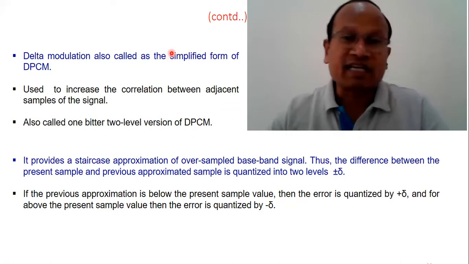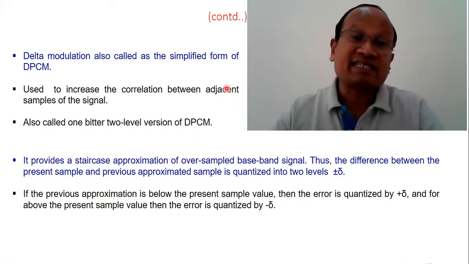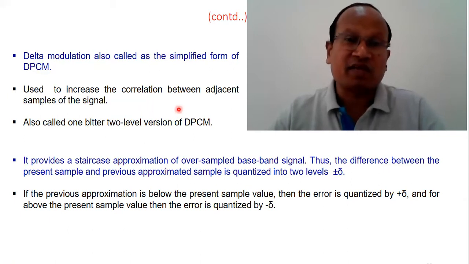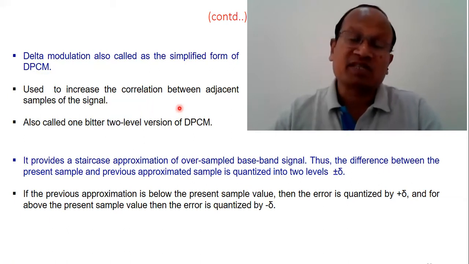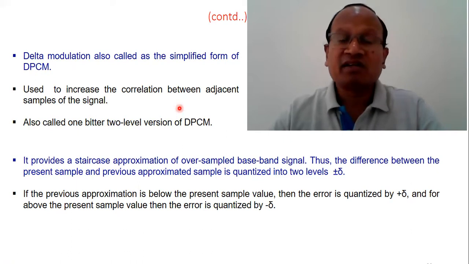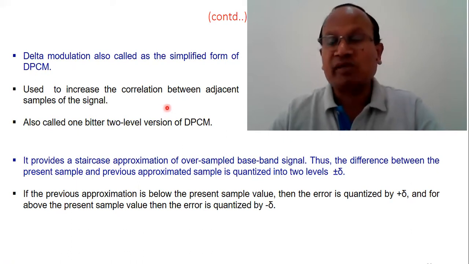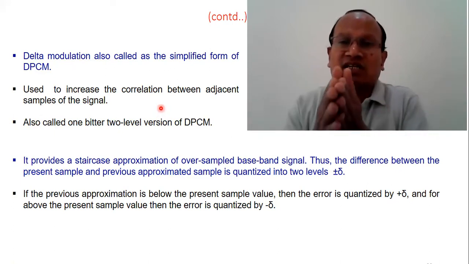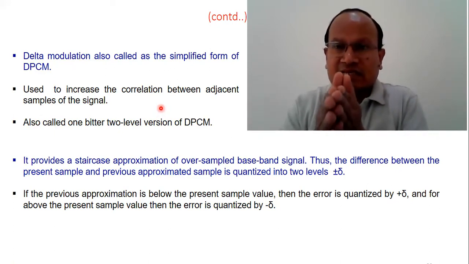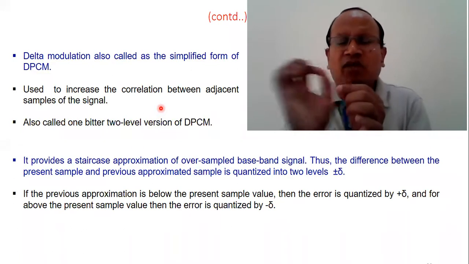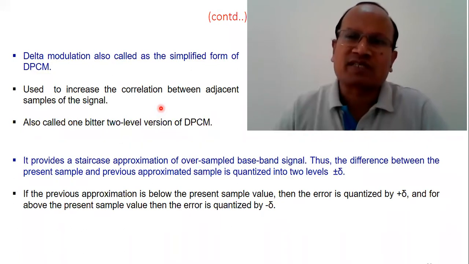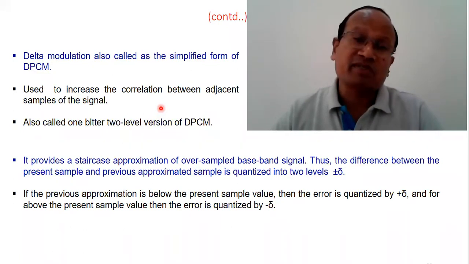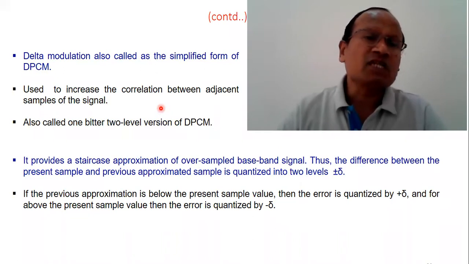It is used to increase the correlation between adjacent samples of the signal. And please remember, the correlation between the two samples is very high because the samples are very close. The interval is very small. So the possibility of difference between two adjacent samples is very less.